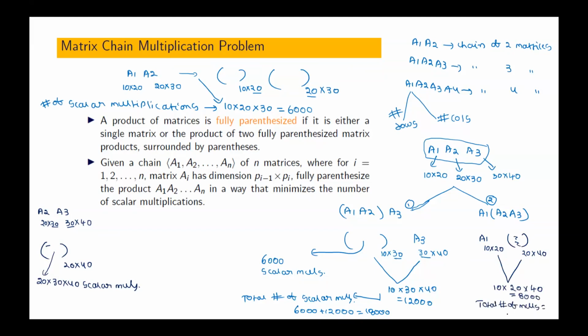32,000. Yes, 24,000 plus 8,000. 8,000. So 24,000 plus 8,000, that is 32,000. That means what?